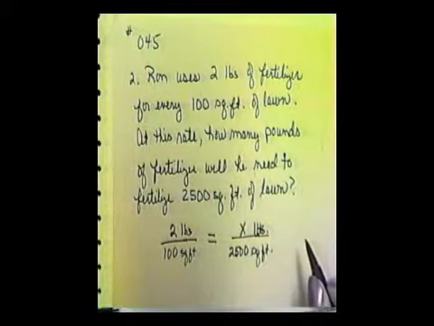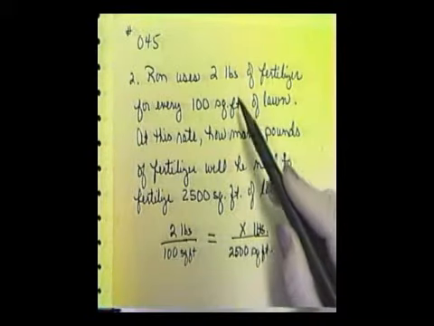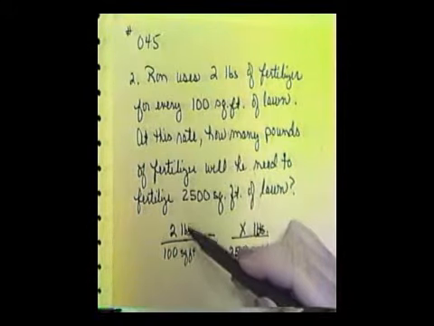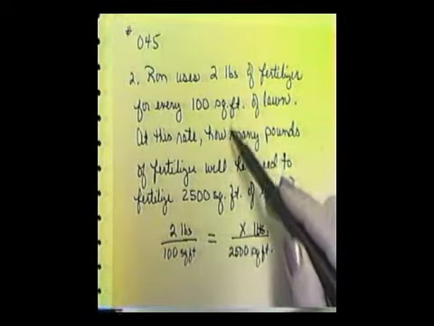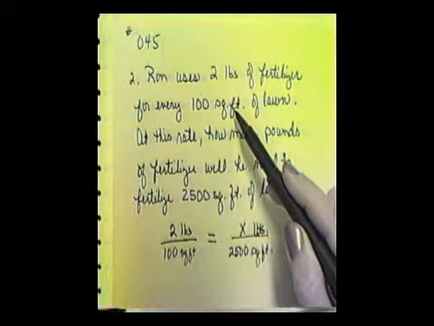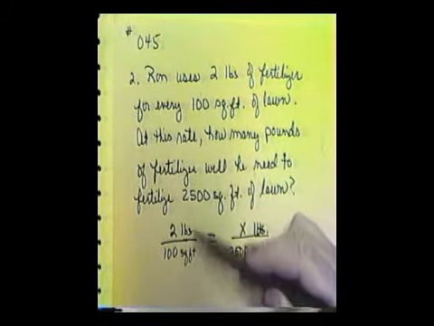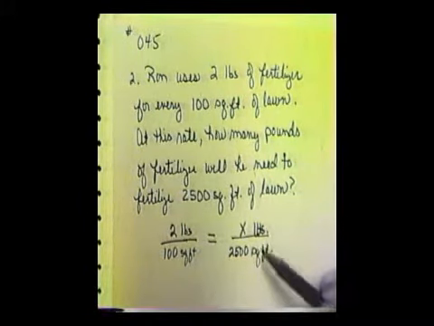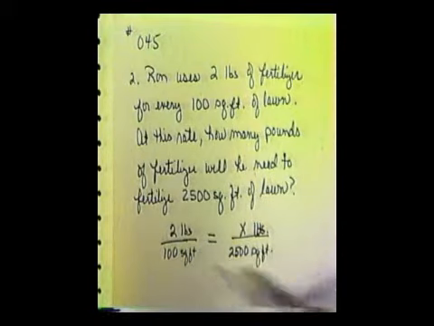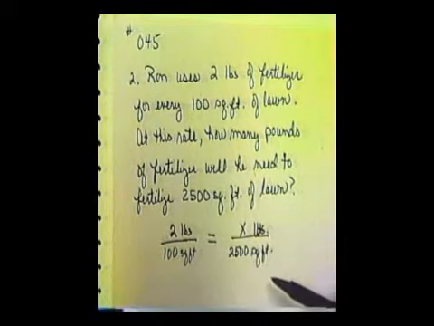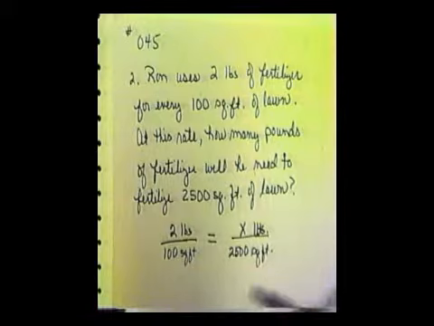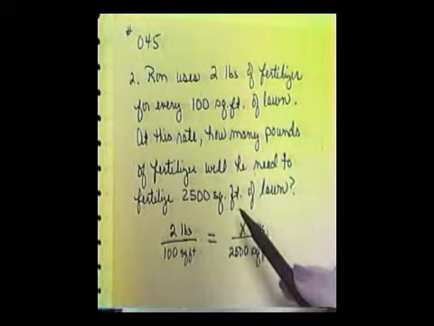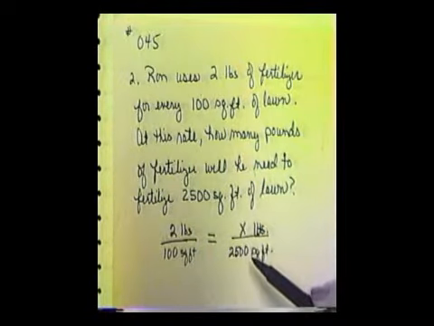Again, our given ratio, we were told 2 pounds worked for 100 square feet. That becomes our first ratio. That's the relationship, 2 pounds to 100 square feet. Second ratio has to be set up exactly the same way, because if they're equivalent, they have to match. We're looking for how many pounds to cover 2,500 square feet. So pounds to square feet.